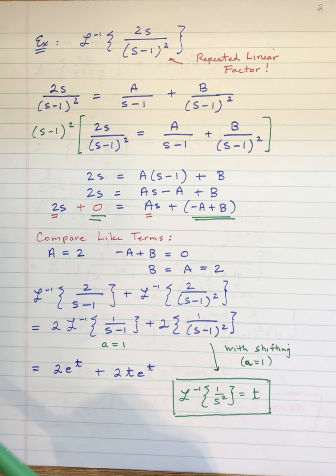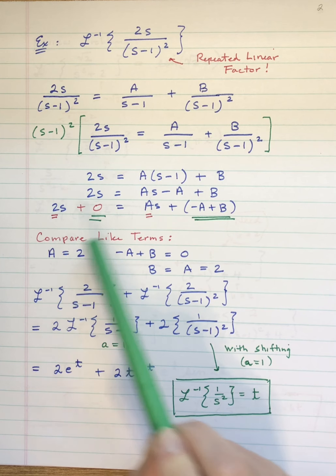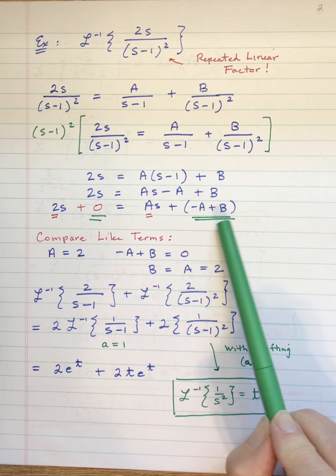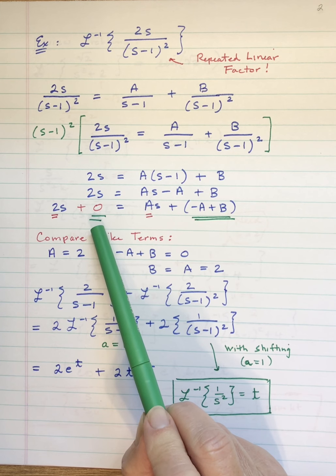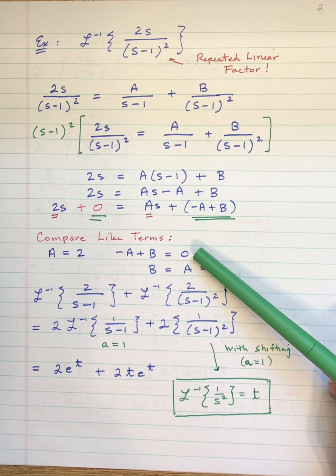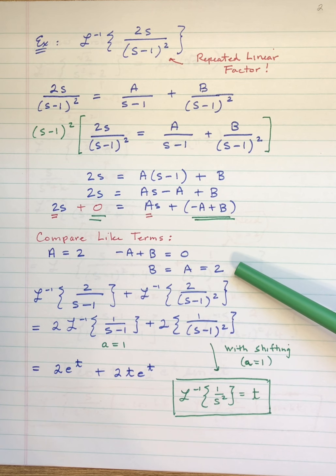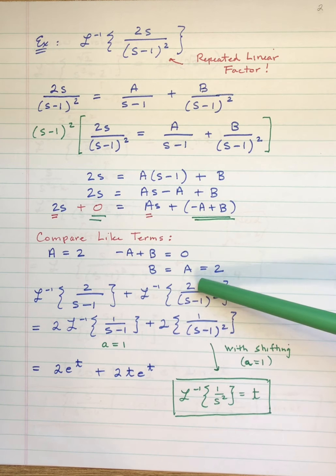So if you compare like terms, the coefficient of s on the left is 2, on the right it's a, so a is 2. The constant term on the right is minus a plus b. The constant on the left is 0, so minus a plus b is 0, which tells you that b is equal to a and a is 2. So both a and b are 2. So we go back to our expression here. A is 2 and b is 2. That's what we have here.